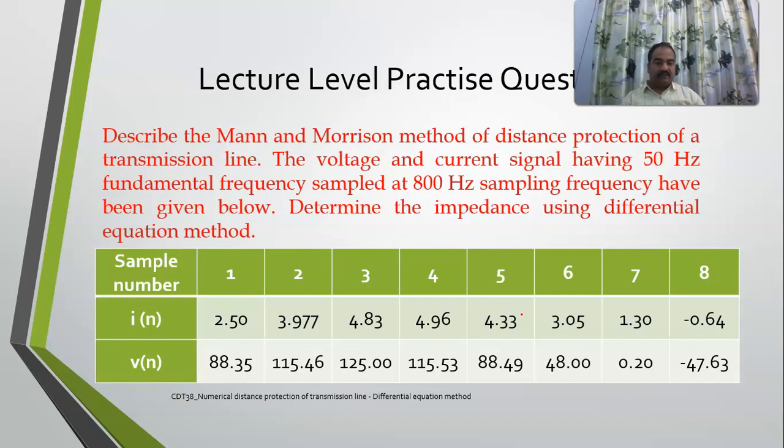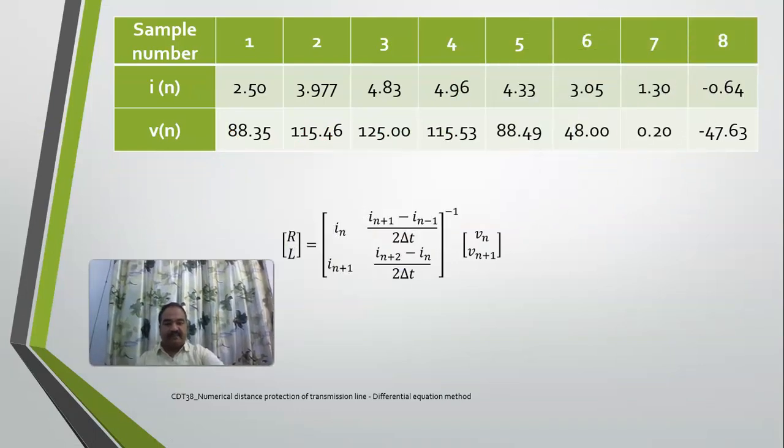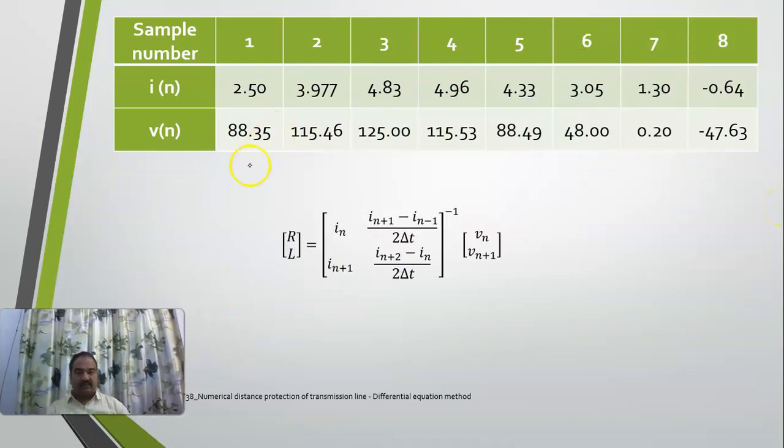Now, let us try a problem on this one. This is your differential equation method. The voltage and current signals having 50 Hz fundamental frequency are sampled at this sampling frequency, and determine the impedance using the differential equation method. This is the data which has been given for us. We have 8 samples of data, and among these I am considering only 4 samples, because in the differential equation method I require only 4 samples.